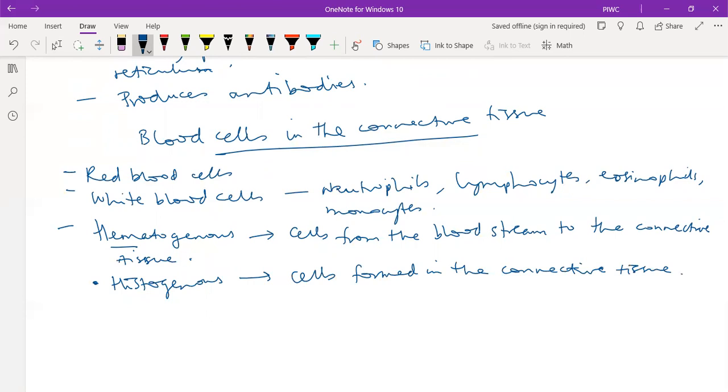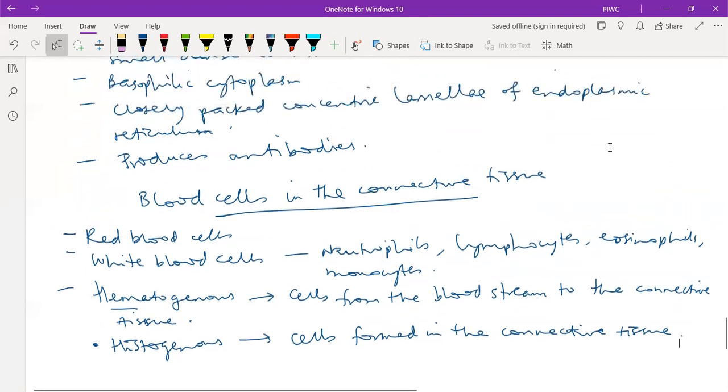So these are the cells and the components, other elements that you find in the connective tissue. This brings us to the end of the different elements or the structure of the connective tissue. I hope you find this useful in your studies. See you again in my other videos.